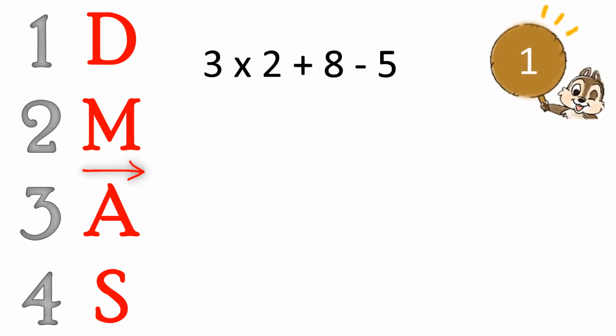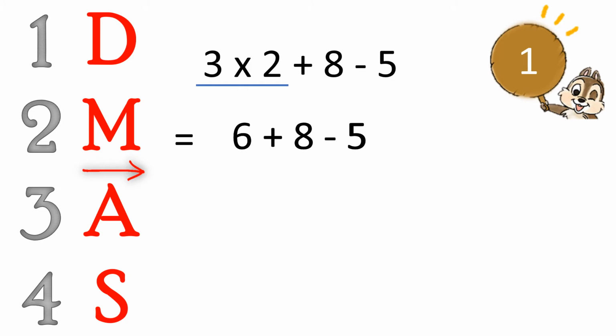Now using this rule, let us try to solve some examples. Question number 1. 3 multiplied by 2 plus 8 minus 5. In this question, what is the first operation which we will consider? According to DMAS, first is division. But we do not have division here. So leave it. Then multiplication. We have multiplication here. So do the multiplication. 3 2s are 6. Then rewrite the rest of the problem as it is. So we have 6 plus 8 minus 5.